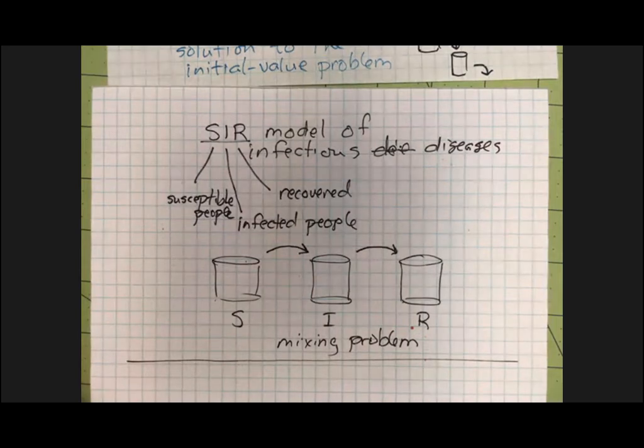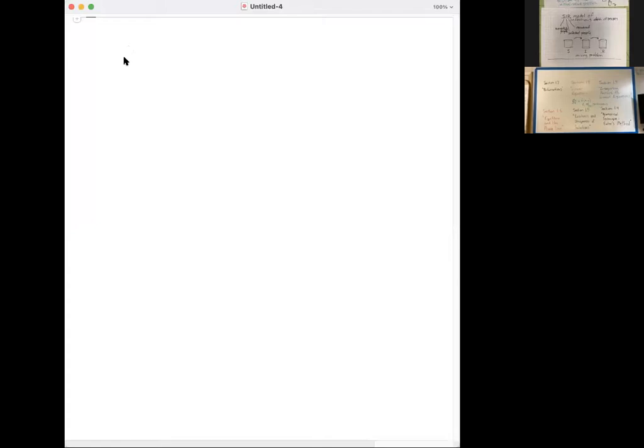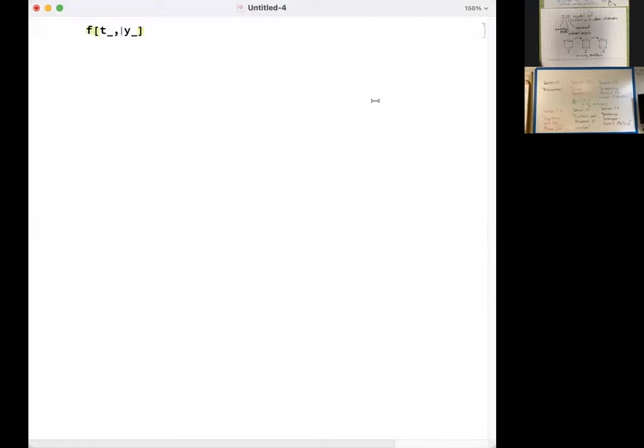I'm going to open up a raw Mathematica notebook and see if we can show you how this graphics would look. I'm not going to open up one of my pre-planned notebooks, because I want to just show you how things work. So I'm going to share this Mathematica notebook with you. Let's put in a function, f of t and y, separated by commas. Let me blow this up so you can see it better.